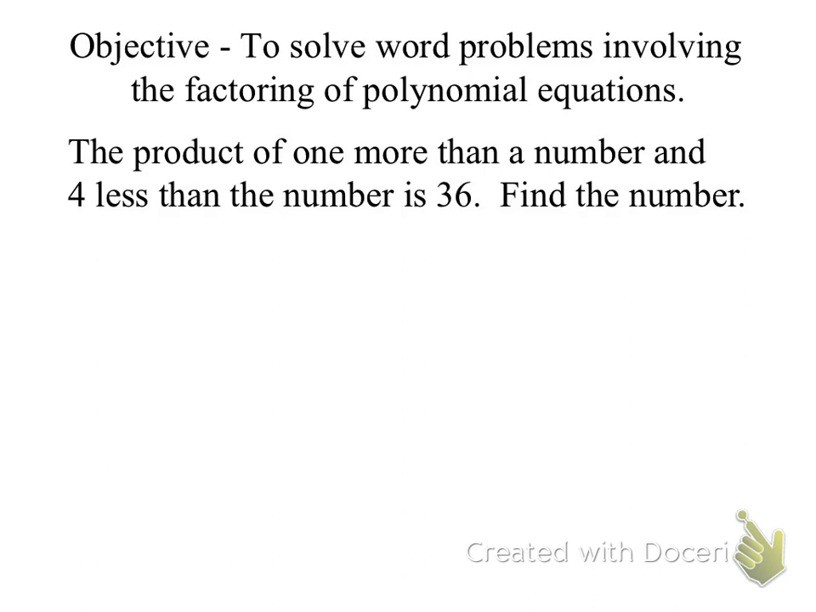The product of one more than a number and four less than a number is 36. Find the number. The first thing I see when I'm reading is the product. I circle it and send it to the closest "and." What does product mean? What operation is that? Multiplication. So we know that we have to multiply.